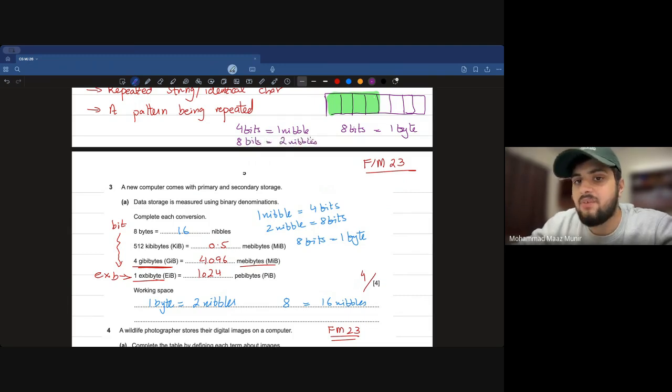And now because I'm aware that 8 bits basically make 1 byte from this convention, I can say that 8 bits is basically equal to 2 nibbles. So 2 nibbles are also going to be making 1 byte. So this is basically the convention which is going to be used.